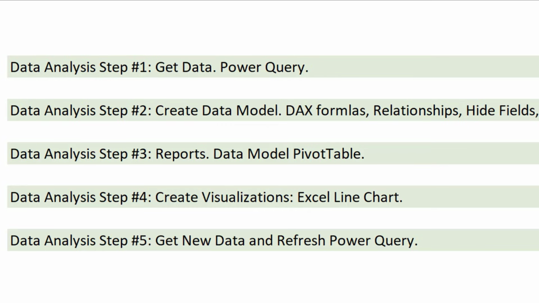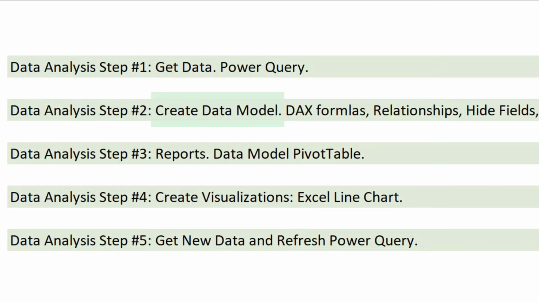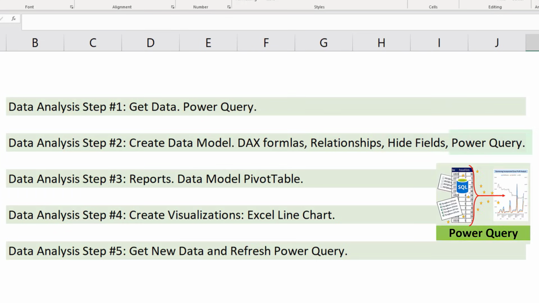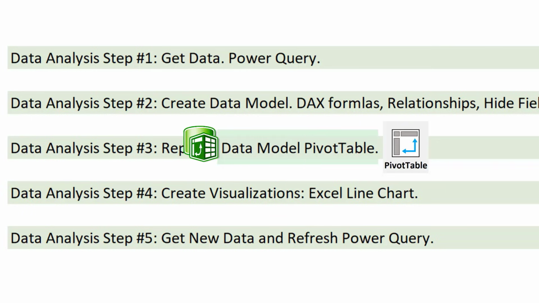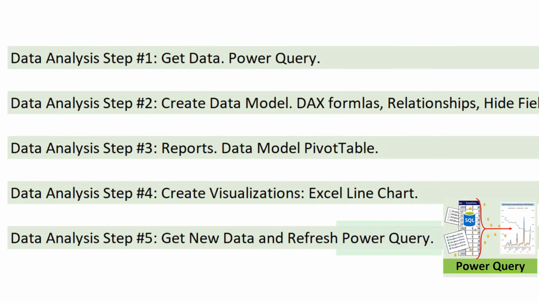Here's the 5 steps we used in our data analysis process last video. In this video, step 1 is get the data. We use Power Query. Step 2, we create our data model. But here we use DAX formulas, relationships, hide fields, and Power Query if necessary. Step 3, we create the reports. Based on the Power Pivot data model, we build our pivot table reports. Step 4, we create our visualizations. And step 5, when we get new data, we refresh with Power Query.